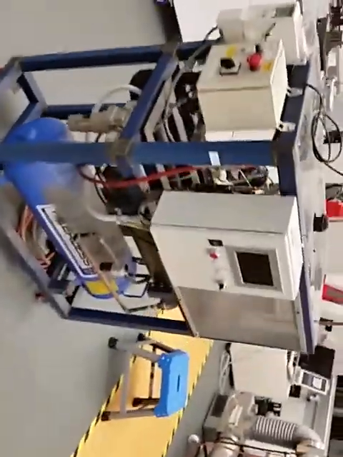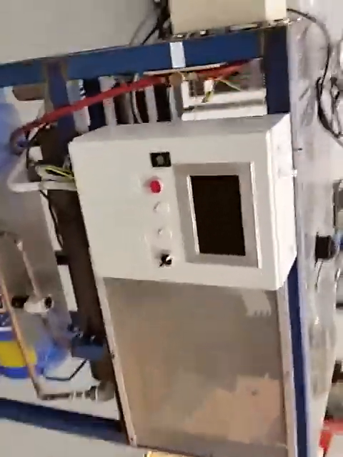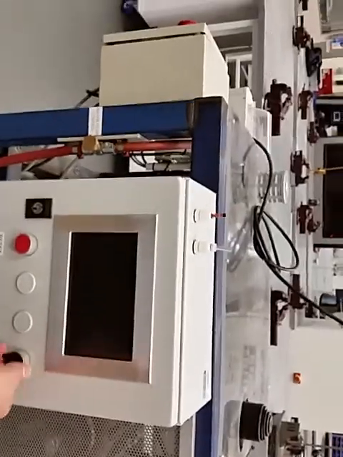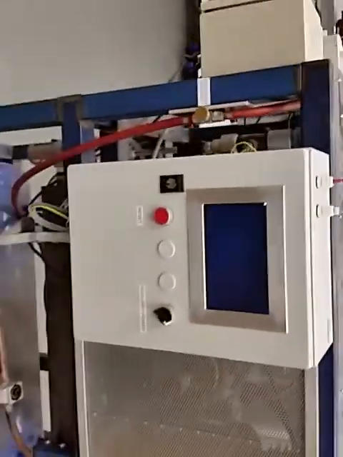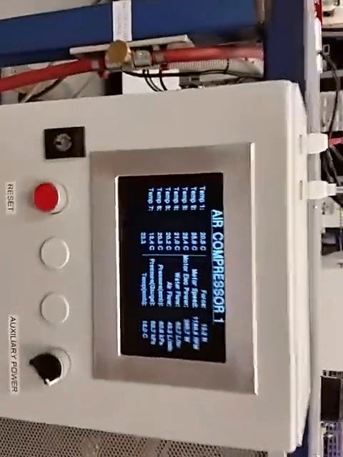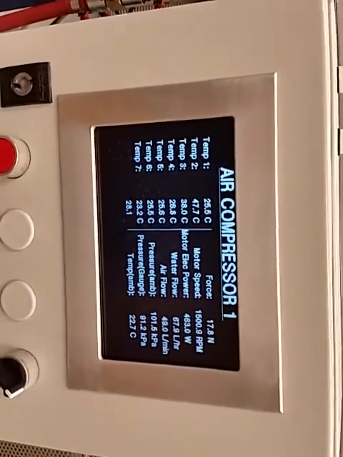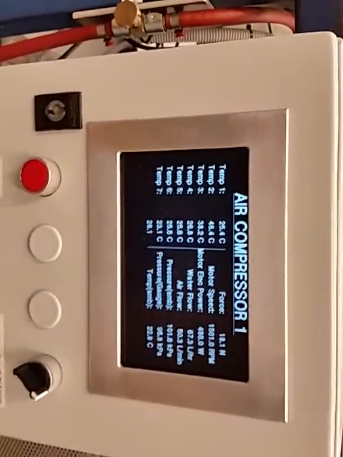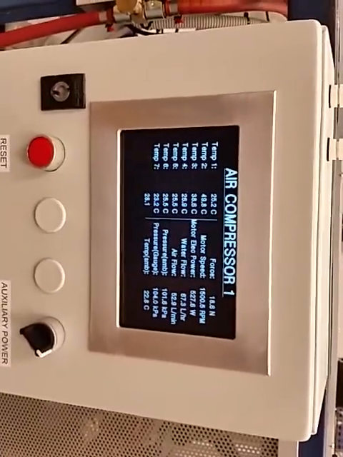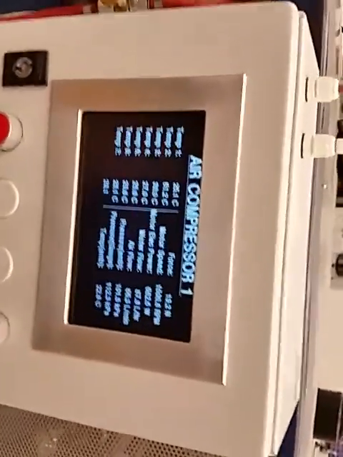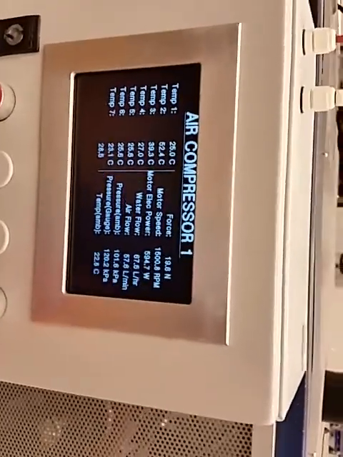This one as well has a very high noise, and it has this screen here. This one is called air compressor 1, and this screen is where you can take your data from. In terms of the components of this compressor, it has the same components as the one we looked at.